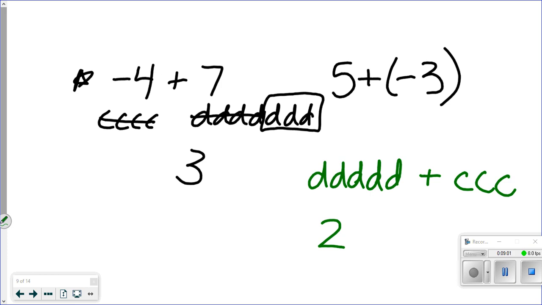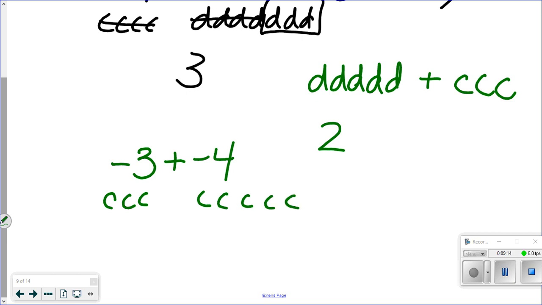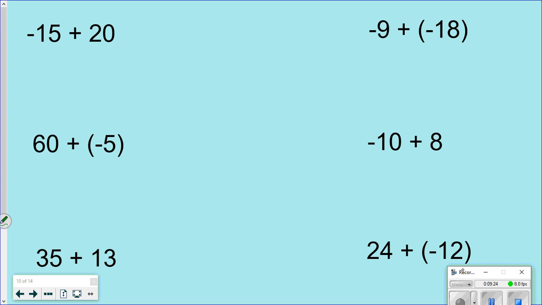The one thing that gets people is if I go like this. Okay, so if I look at this example, I have a negative 3 and a negative 4. That means I have all cats. No zero pairs, nothing's going to cancel, so it would be a negative 7. Why don't you go ahead and pause me right now and do some of these on your paper and see how well you do using any method that you want to use.